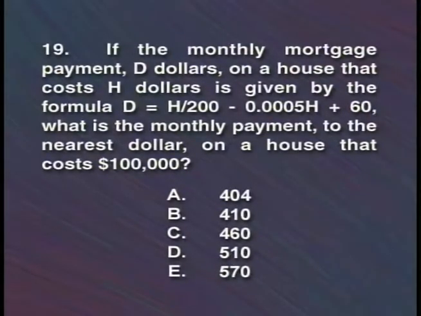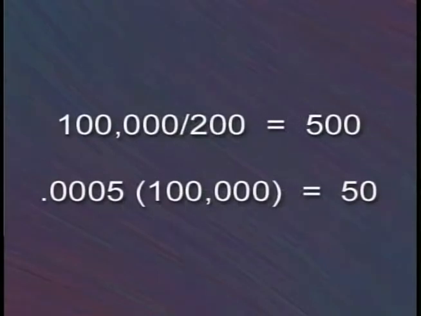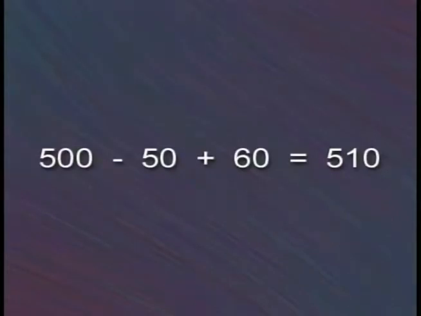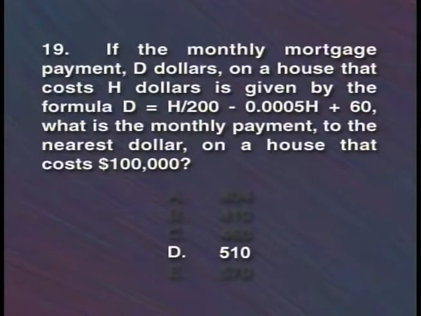This problem requires us to substitute the value 100,000 into the formula. Let's do it in steps. H divided by 200 becomes 100,000 divided by 200, or 500. 0.0005 times 100,000 equals 50. Thus, D equals 500 minus 50 plus 60, or 510. The correct answer is D.